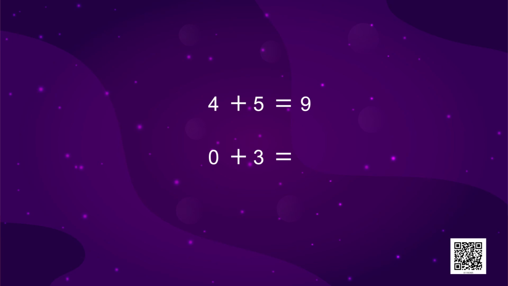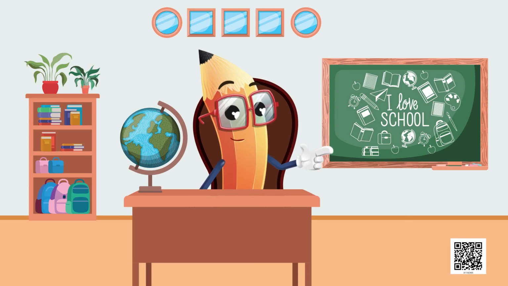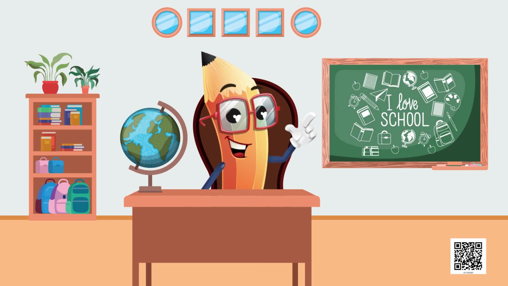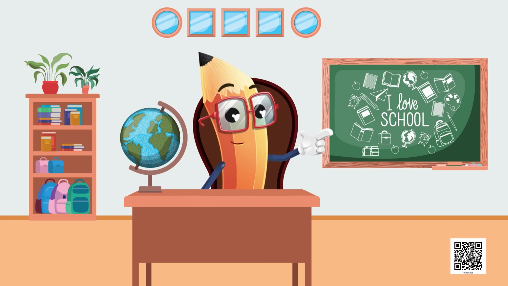On adding 0 to a number, we always get the same number. See children, the number of their mangoes has increased so much. Here they had to add 8 and 6. So do you know how they did the addition? Should I tell you? By making tens, just like us. Come, we will also try.